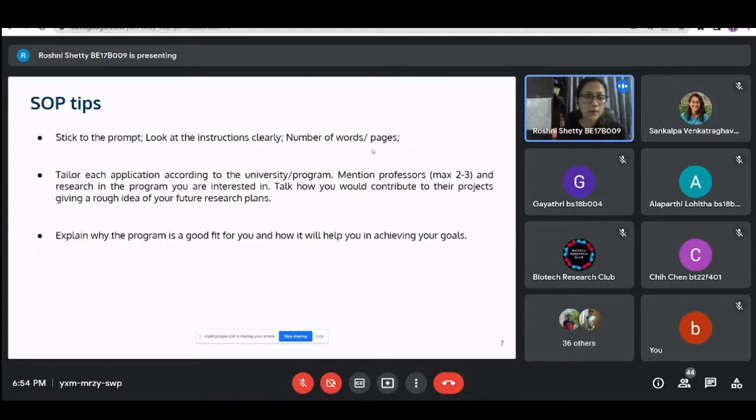Next, which is also very important, is to explain why the program is a good fit for you and how it will help you in achieving your goals. This can typically be the last body of your SOP.